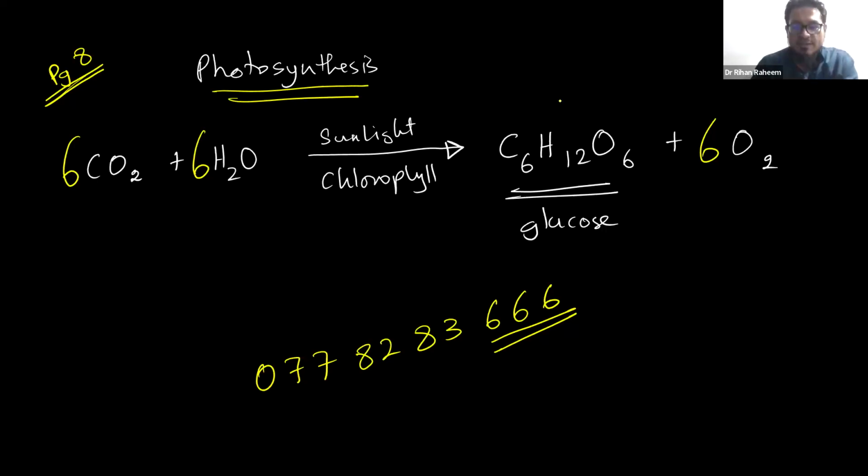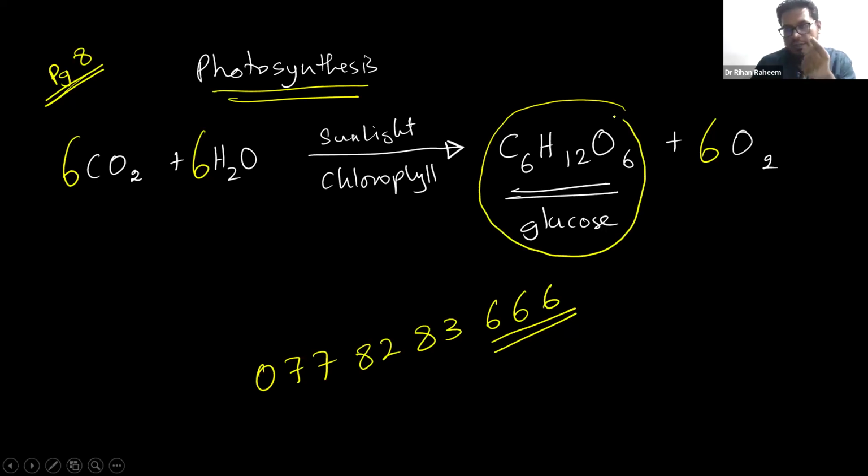So from this we can understand that carbohydrate, that is glucose, which is an example of a carbohydrate, is produced during photosynthesis.